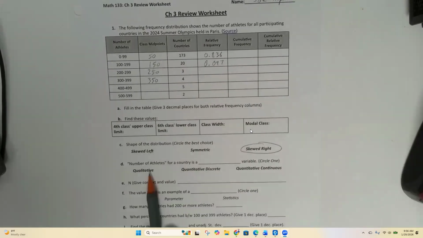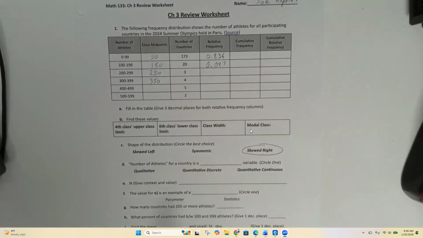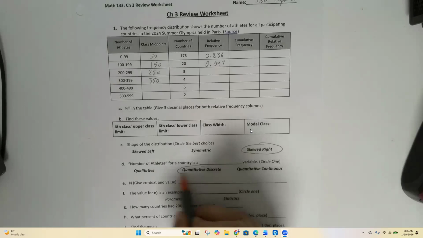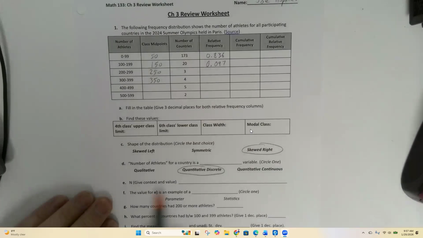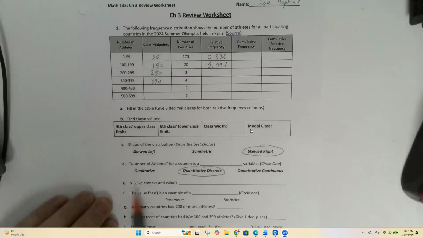Number of athletes for a country, is that qualitative, quantitative discrete, or quantitative continuous? Montez says it is discrete. Yes. So in this class, we say discrete means can you have decimals? Can you have half an athlete? I'm not going to make a Paralympics joke about half an athlete. All right, let's skip this one.